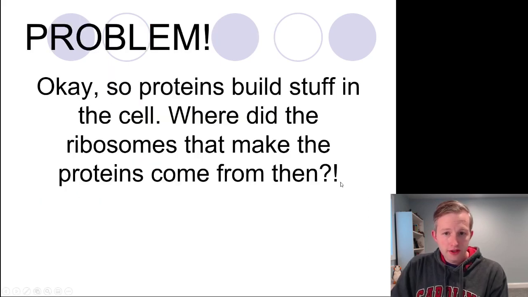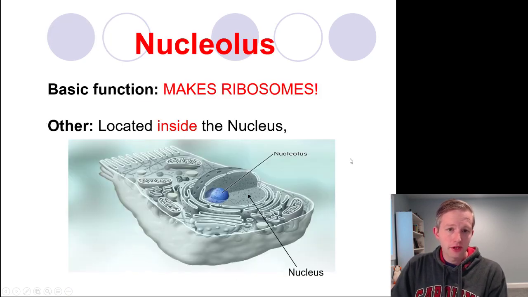Okay, so proteins build stuff in the cell. Where'd the ribosomes that make the proteins come from? Good question. And that's the nucleolus. The nucleolus is a region within the nucleus that's actually producing those ribosomes. Remember, I said that ribosomes are made out of RNA, a type of genetic material. So they're created inside of the nucleus and then able to be sent out. And that's where then they're going to do their job inside of the cytoplasm. So it's located inside of the nucleus.